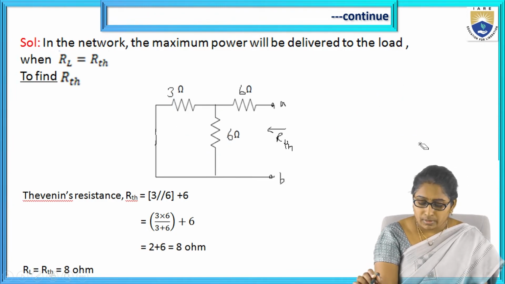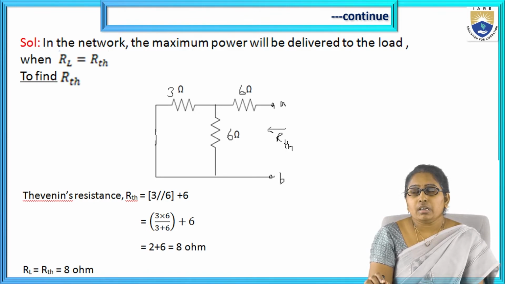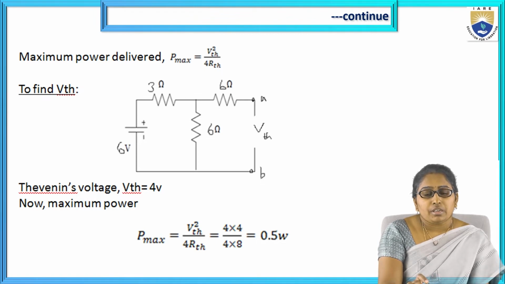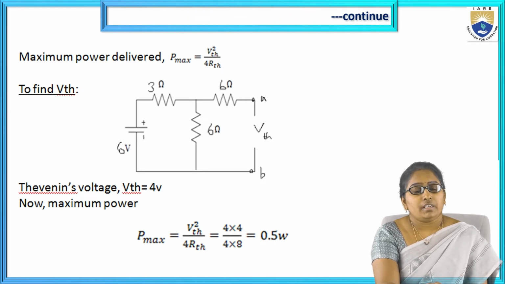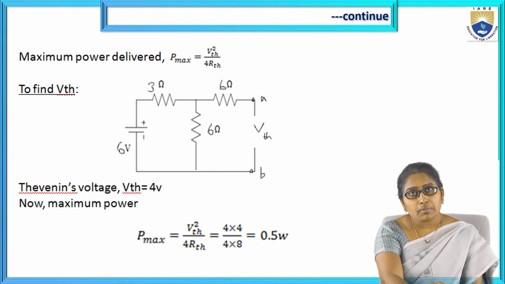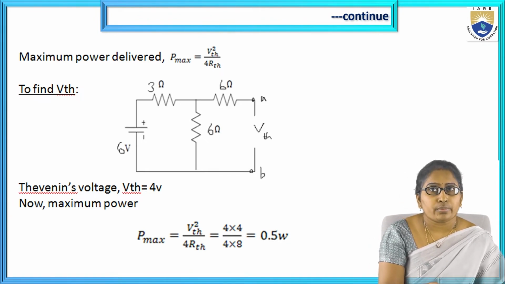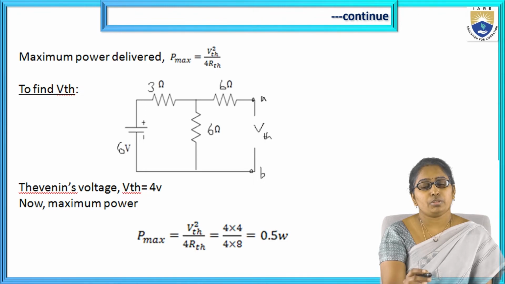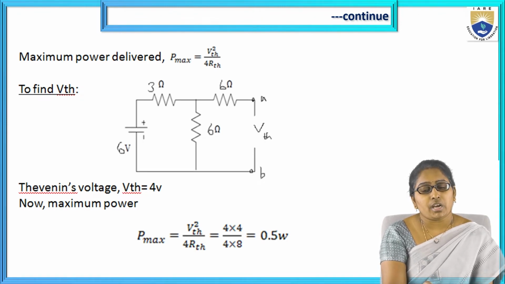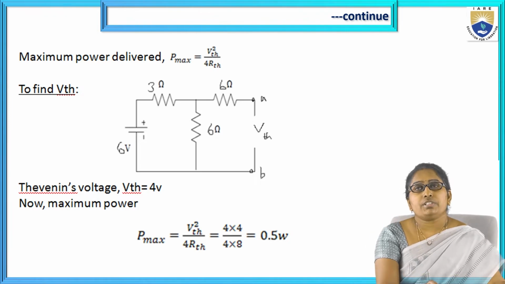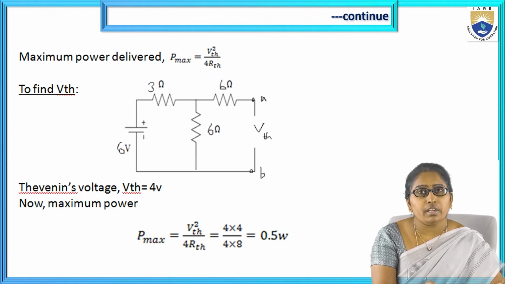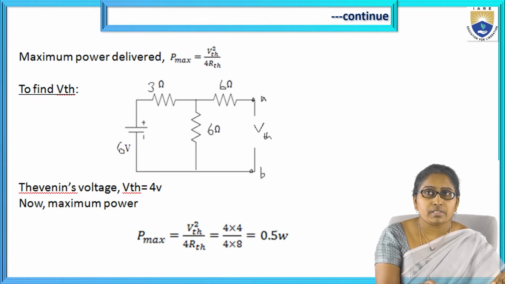Next part of the given question, they ask you to calculate the maximum power delivered to the load under this condition. We know the maximum power delivered is given by P max equals VTH square by 4 RTH. In this expression, the RTH value we calculated is 8 ohms, and then we need to calculate the VTH value for the given circuit.